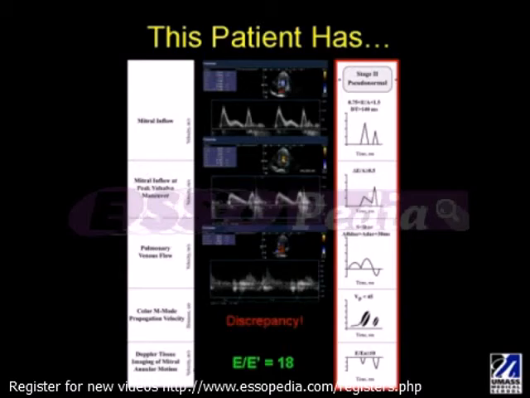So this patient has stage 2 pseudonormalization. Well, we see that the mitral inflow looks normal. We see that with Valsalva, there is a clear change in the E to A ratio and deceleration time. We know that the pulmonary vein Doppler is also consistent with elevated filling pressures, and the E to E prime ratio is significantly elevated at 18. But you see the color M mode in this example did not work. You see that there is a discrepancy. And I will say that the color M mode does not work well in patients with normal LV systolic function, as this patient has.